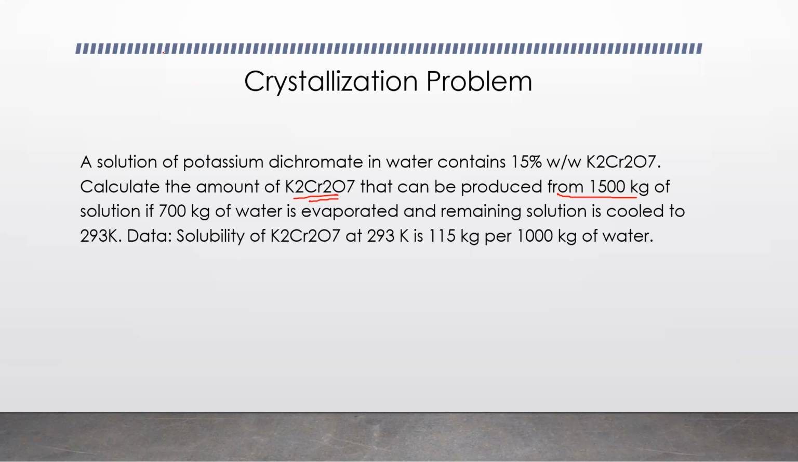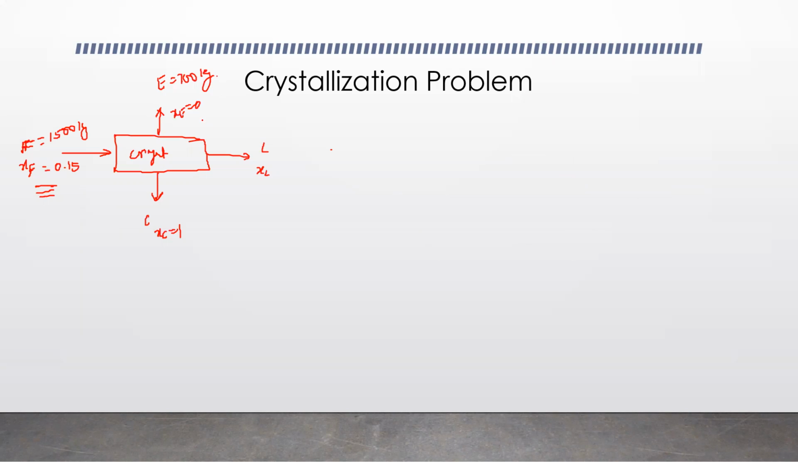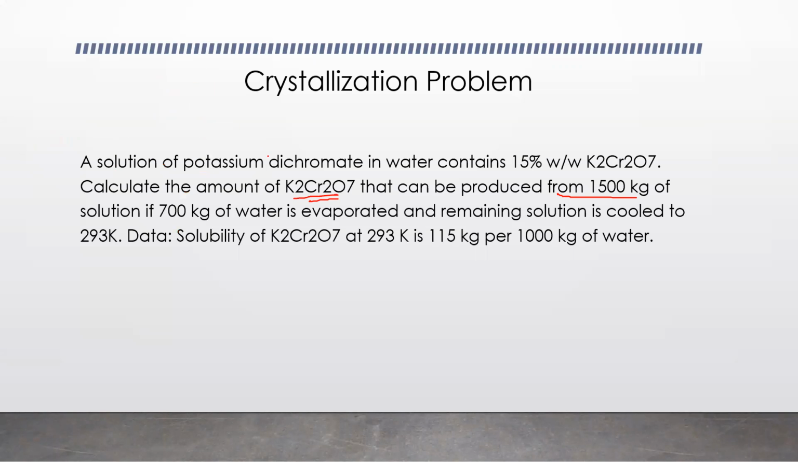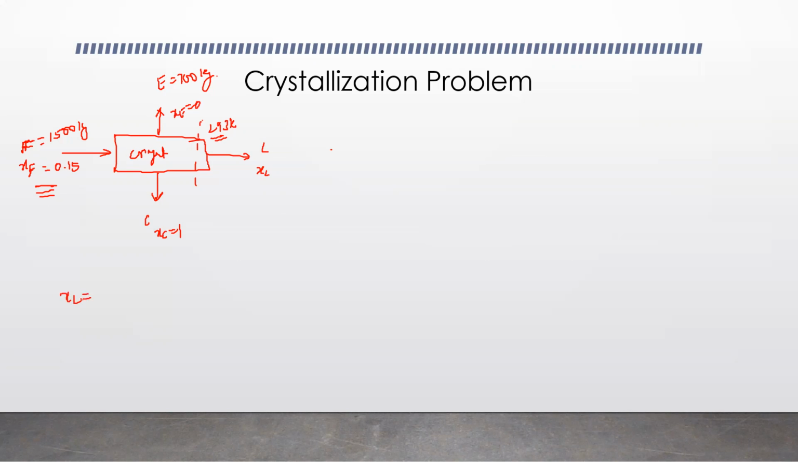They have also given the solubility of K2Cr2O7 at 293 Kelvin, when the remaining solution is cooled to 293 Kelvin. So the mother liquor leaves at 293 Kelvin, so obviously it's going to be a saturated solution. The solubility is given to be 115 kg per 1000 kg of water. First we have to calculate XL. XL is basically 115 upon 1000 plus 115, that is mass of the solute upon mass of the solvent plus mass of the solute, which is 115 upon 1115. So XL is equal to 0.103.